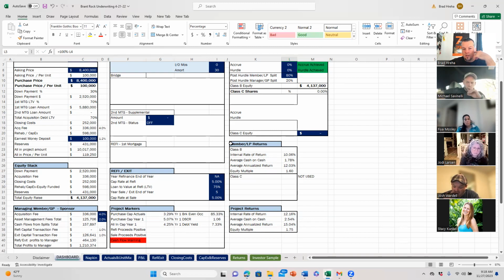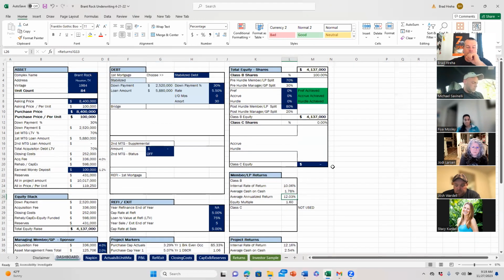So this box right here, this member LP returns, this is what we look at. This is projected returns over the whole deal, between a whole 100%. But this is what we look at because we're trying to meet our investors' returns. So right now we have an IRR at 10%, which is not good. A 1.78% cash on cash, which is terrible. And on average, there's your 12%. This is not going to get an investor excited.